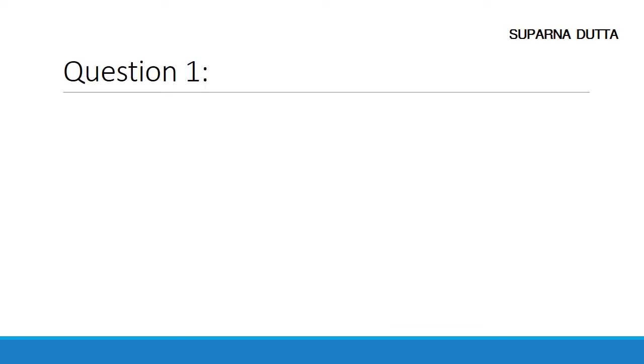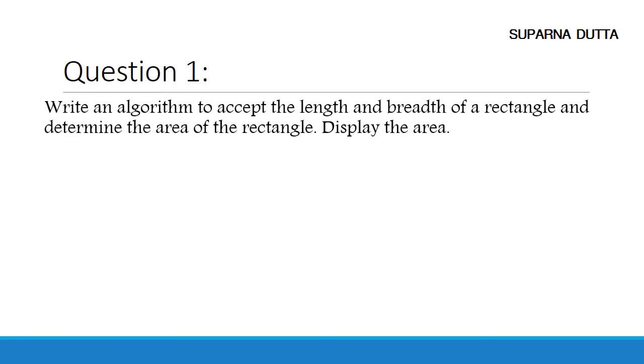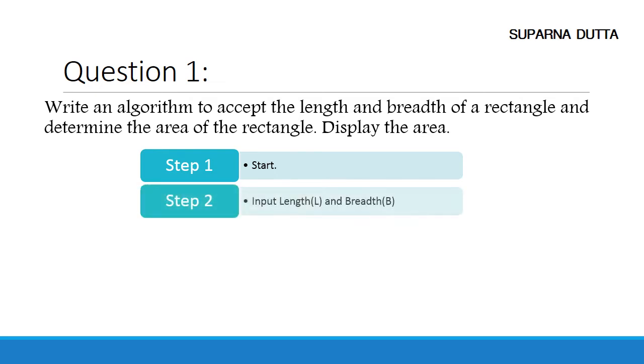Let us write a very simple algorithm to find the area of a rectangle, taking its length and breadth as input. So the algorithm will begin with start. Then the next step will be to accept the values of the length and breadth of the rectangle. The length will be saved in the variable L and the breadth will be saved in the variable B.